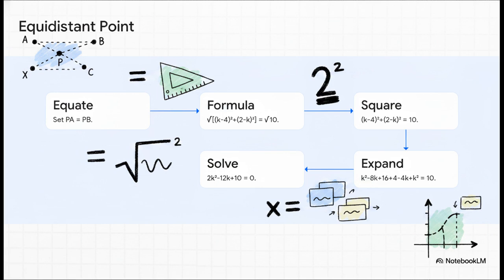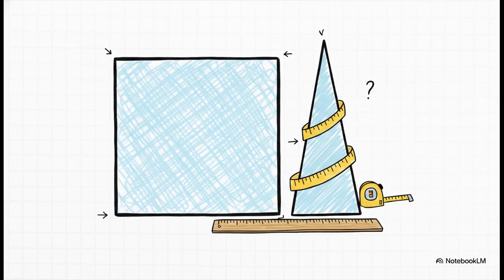2k squared minus 12k plus 10 equals 0. From there, it's just basic factoring to find your answers. But remember, the distance formula goes way beyond just measuring a single line. It's actually your master key for identifying 2D shapes.